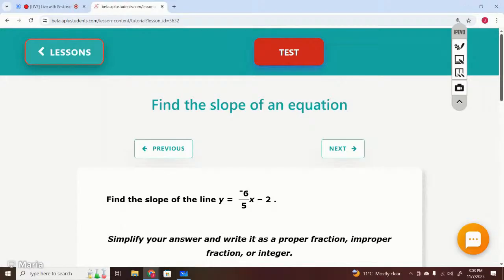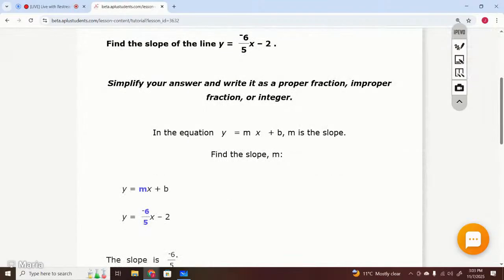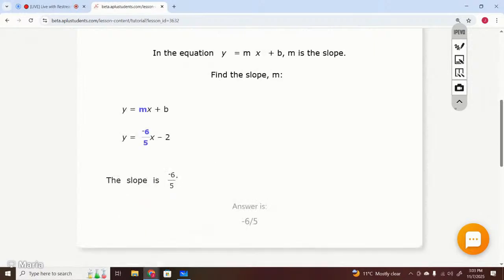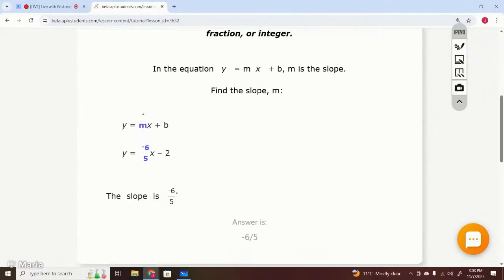Find the slope y equals negative 6 by 5x minus 2. So the general form of the equation is y equals mx plus b. You just have to compare the equation, right? So m is equal to negative 6 by 5. So the slope is negative 6 by 5.